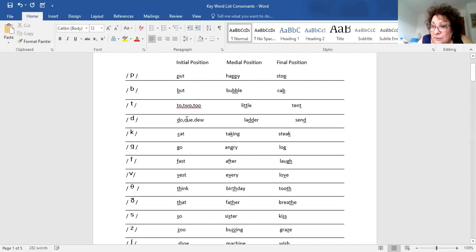So let's just go over these quickly. P and B are cognates. P is voiceless, B is voiced. T and D are cognates. T is voiceless, D is voiced. P and B are plosives, and they use the bilabial place of articulation. T and D are plosives, and they use the lingua alveolar place of articulation.